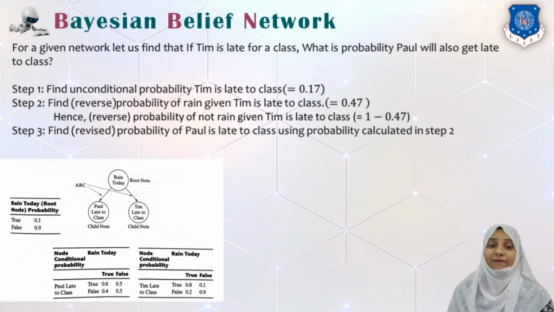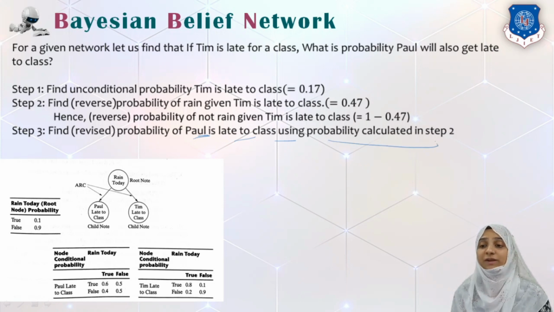Last step, we will find out the revised probability of Paul getting late to class. So we will use the probability that we have calculated in our second step. Okay.